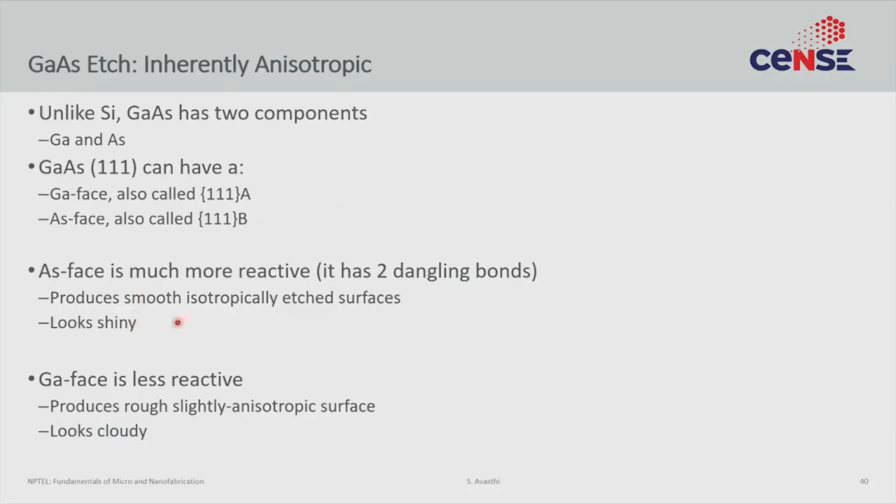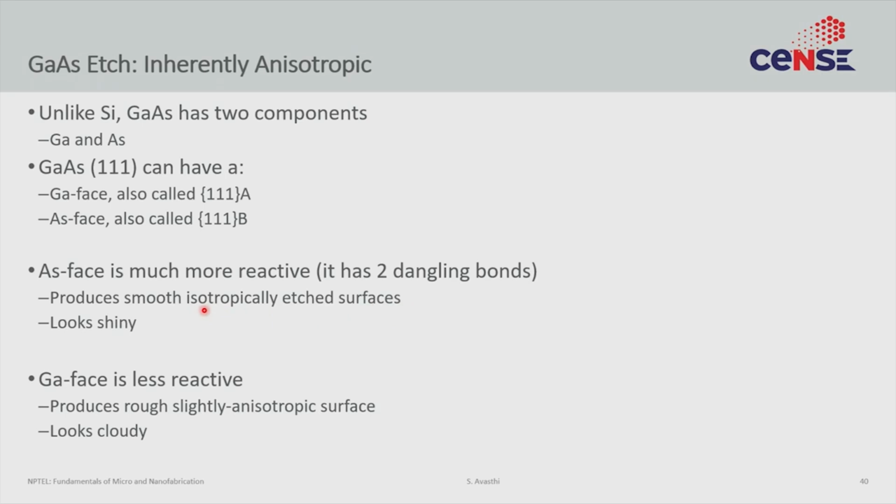Now, typically the arsenic phase is much more reactive, which would mean that it etches much faster, and that is exactly for the same reason we discussed a couple of minutes ago. Arsenic has a valency of 5, so you can argue that it has 2 extra dangling bonds on the surface than the gallium phase. What that means is that the etches on the arsenic phase tend to be very smooth.